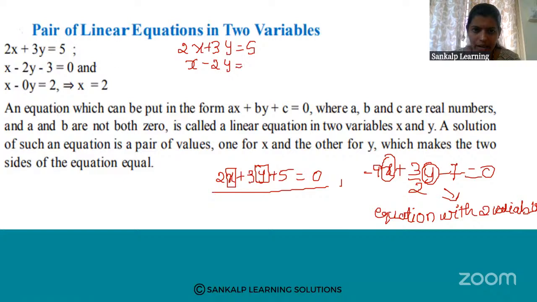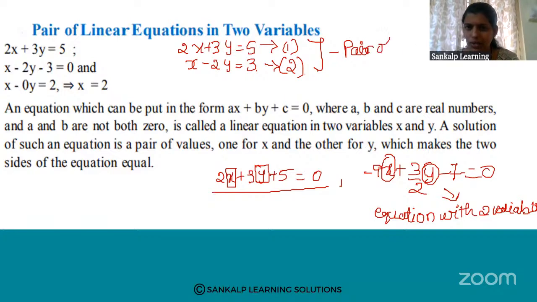That means here these two are two equations we are writing. So we call this a pair of linear equations in two variables, right? How many variables are we using? That is x and y. We have two variables and we have combined two equations and written them. So it is called a pair of linear equations in two variables.